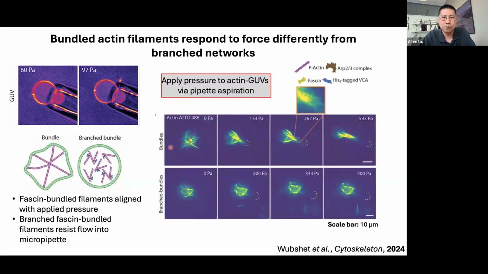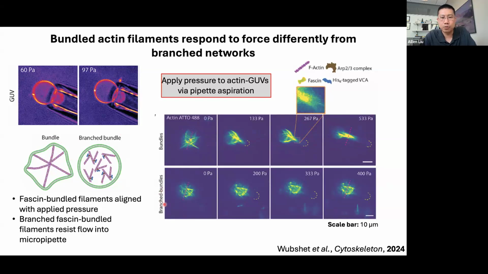What he found is that if you included just bundled actin inside the vesicle, as you aspirate on the vesicle, hopefully you can appreciate that these bundles begin to align. They begin to reorient themselves in the direction of the aspiration, and then you can actually suck a rather large bundle into the pipette. This is also useful in the context of how cells remodel their cell skeleton in order to generate forces towards a certain direction, or be softer because they're not cross-linked and be able to flow into a small space.